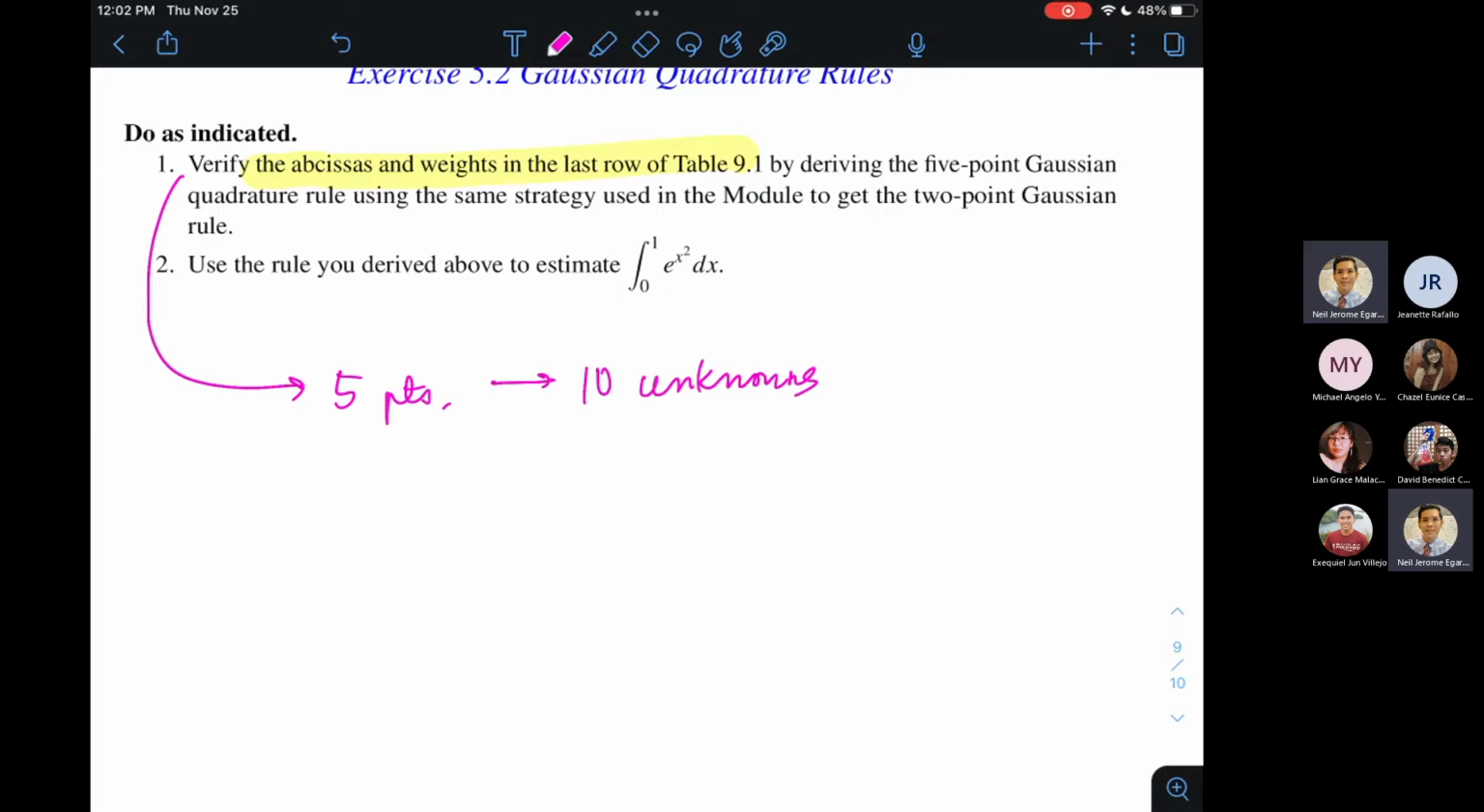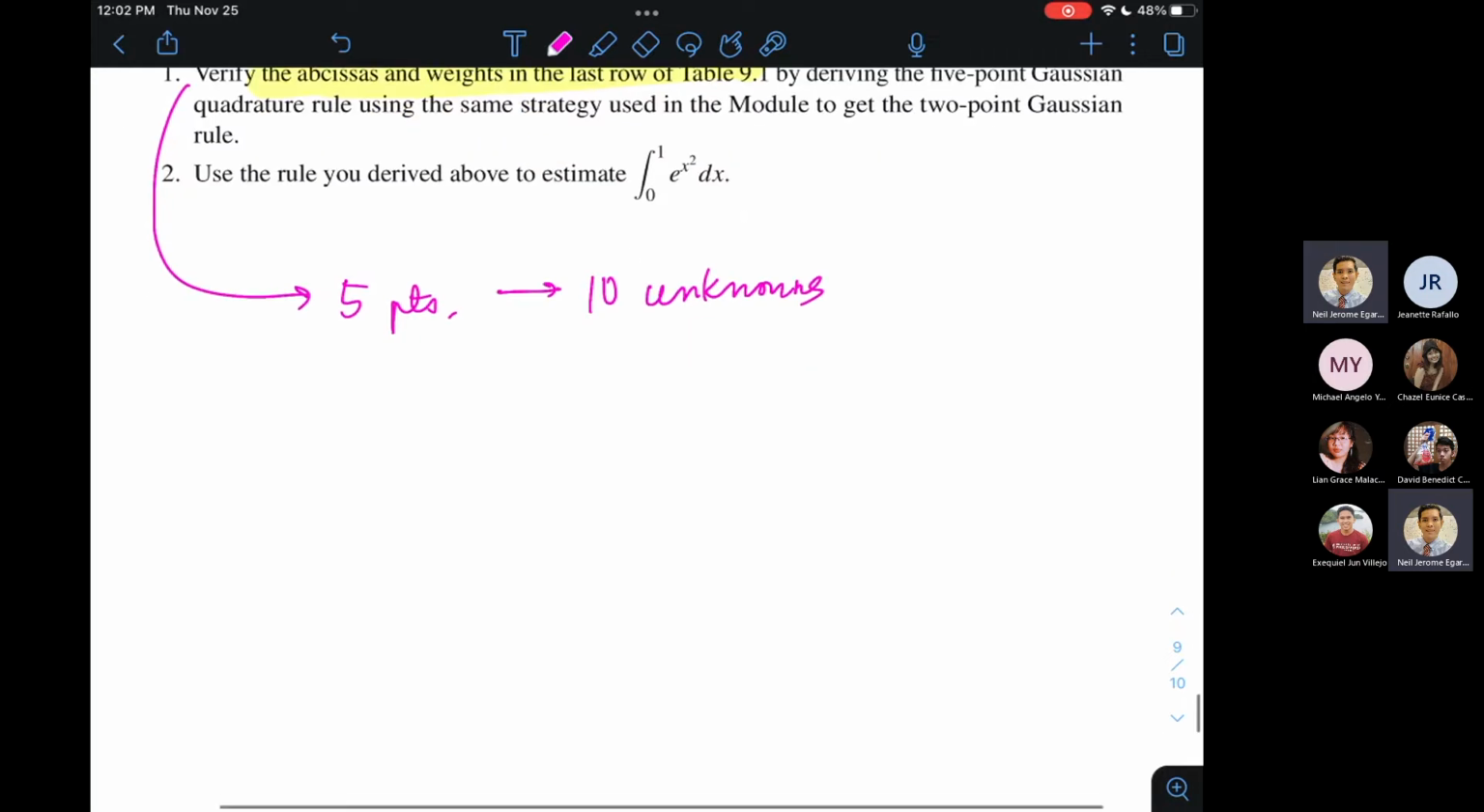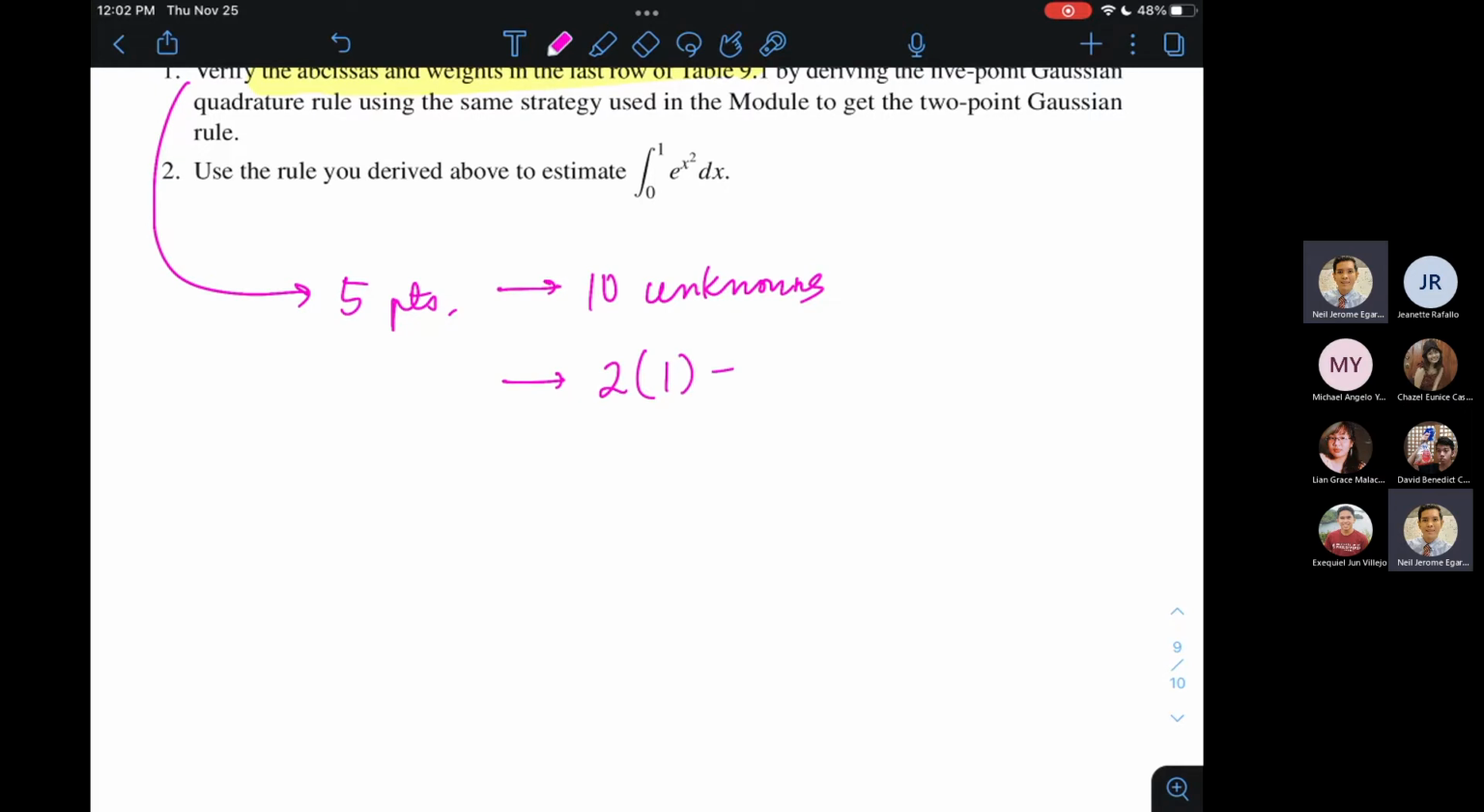At yung mga abscissas at saka yung mga weights para sa kanila. Alright, 10 yung unknowns. So we'll have a 10 by 10 system. Alright, so 10 by 10 system siya. Ano yung mga equations? Yung mga equations manggagaling sa degree of precision. Ang degree of precision ay 2n minus 1. And that's 2 times 5 minus 1. So we'll have 9, degree of precision 9.